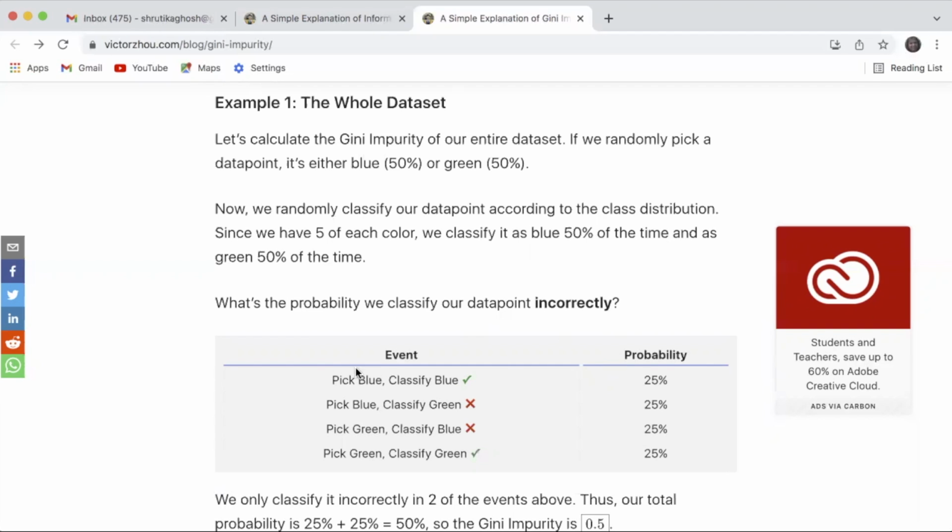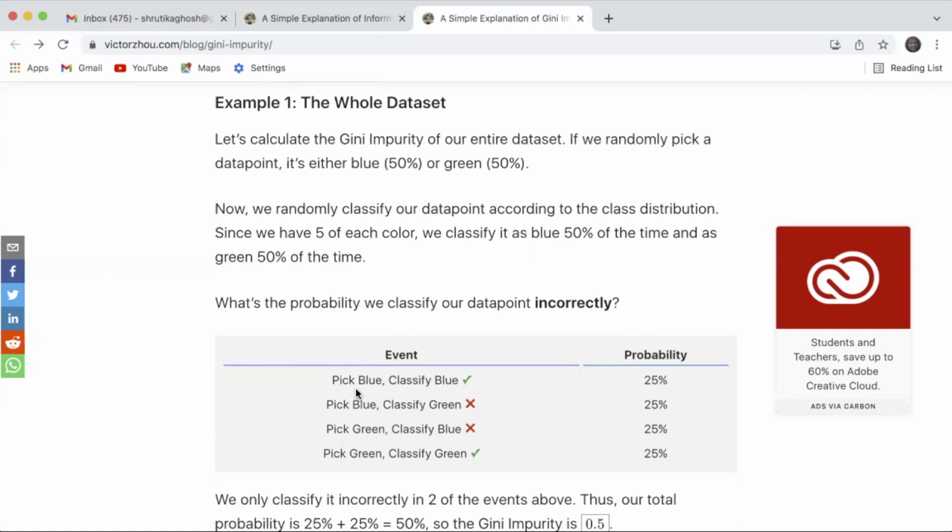Okay, so pick the blue ball and classify the ball as blue. This is 25% probability. How? First of all, the probability to pick a blue ball is going to be 50%. And after picking up a blue ball, we have not seen the color of the ball. Randomly we picked up the ball, and in reality what is the probability of it being blue?